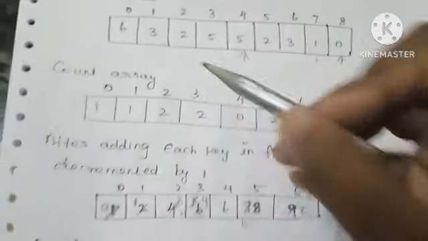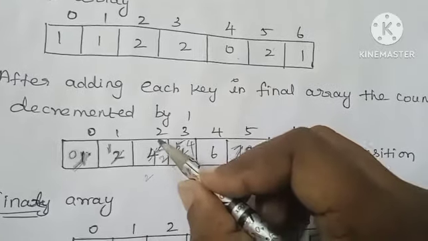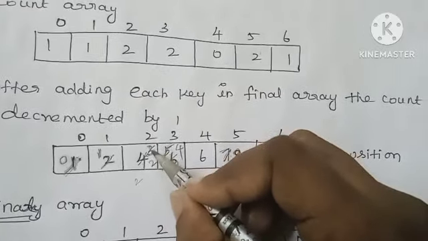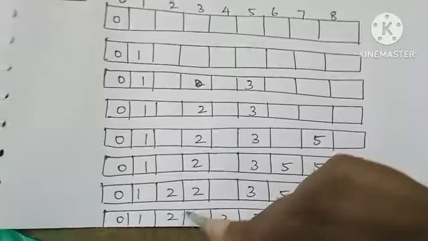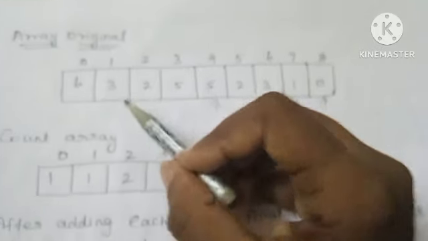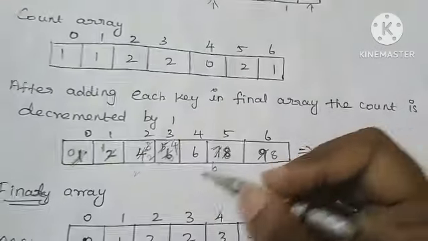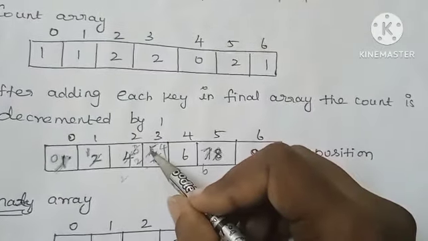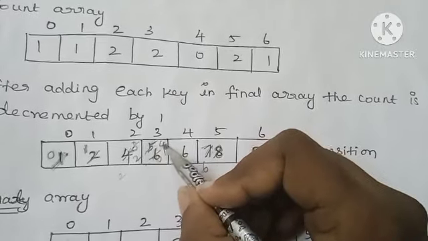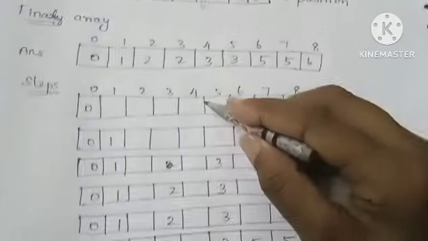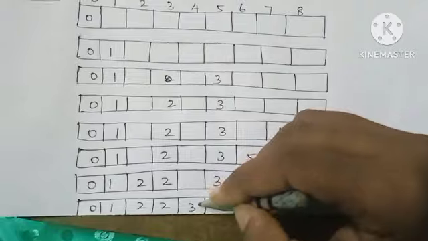Next is the 2. 2 is already decremented by 3. Again decremented, its value is 2. In the second position, I enter the value 2. Next is the 3. 3 is already decremented by 1, 5. Again I decrement, it is a 4. I enter the value 3 in the fourth position.